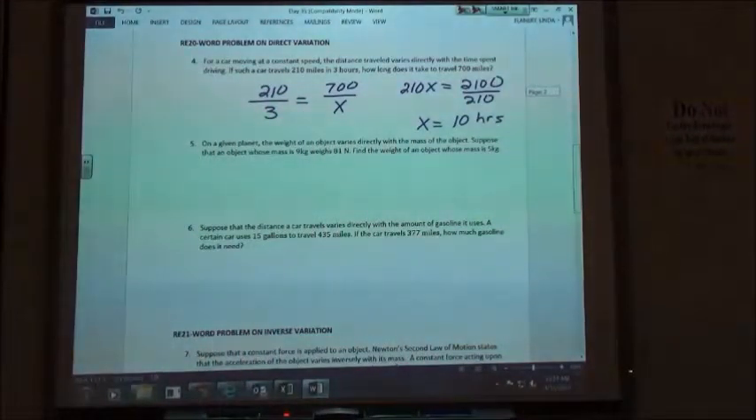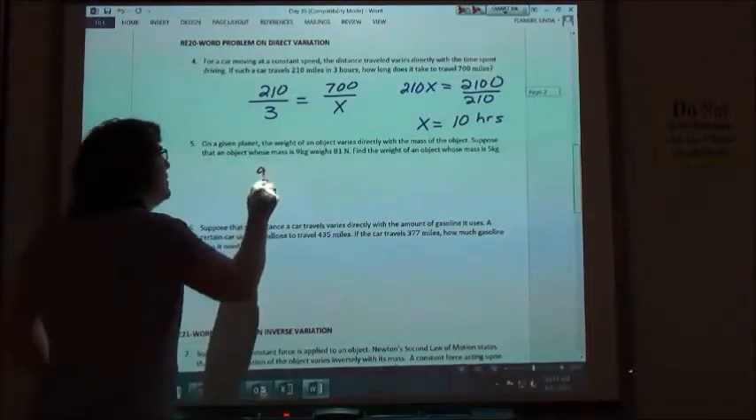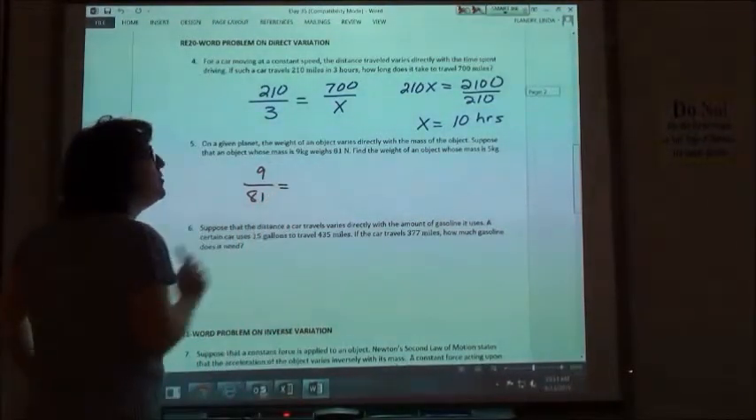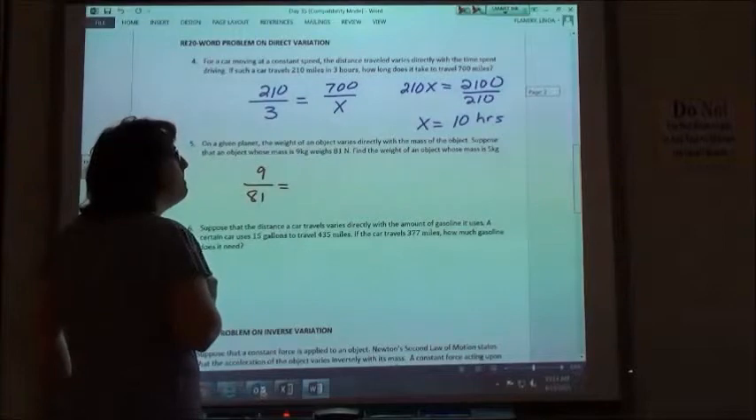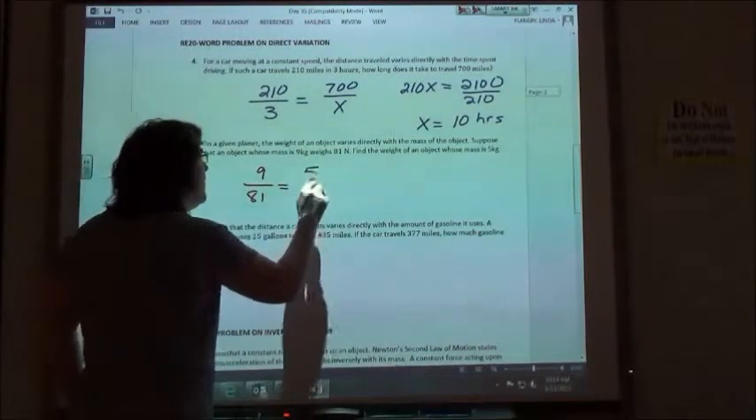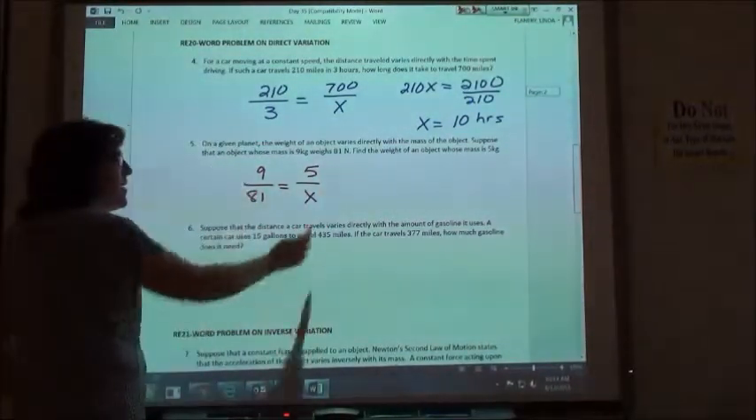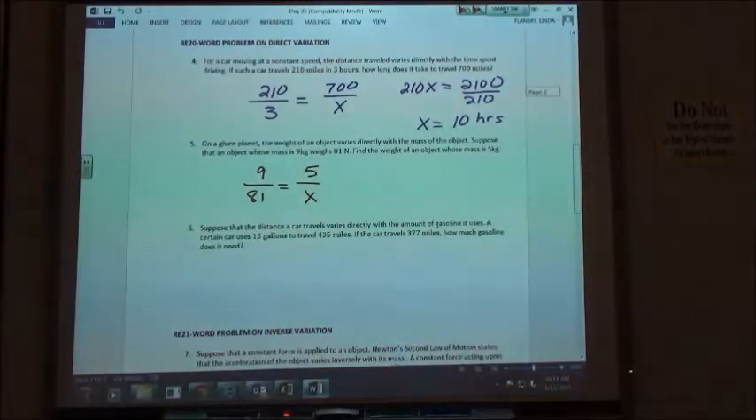Number 5, on a given planet, the weight of an object varies directly with the mass. Suppose that an object whose mass is 9 kilograms weighs 81 newtons, that's what that N stands for. Find the weight of an object whose mass is 5 kilograms. How could I set up my proportion to solve that? So would it be 9 over 81? 9 over 81 would equal 5 over x. Since we had the kilograms on top here, we also have the kilograms on top there.